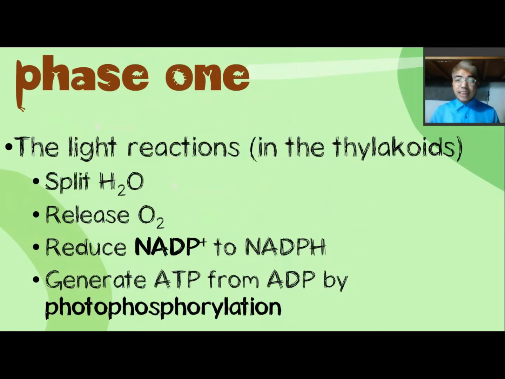It is happening on the thylakoids that are present among chloroplasts. Then, what are the different things that will simply happen here? On phase 1, the splitting of water due to the process known as photolysis will happen, the release of oxygen gas, the reduction of NADP+ to NADPH (nicotinamide adenine dinucleotide phosphate), and the generation of adenosine triphosphate (ATP) from adenosine diphosphate (ADP) by the process known as photophosphorylation. So these are the different things that we are going to consider for phase 1.